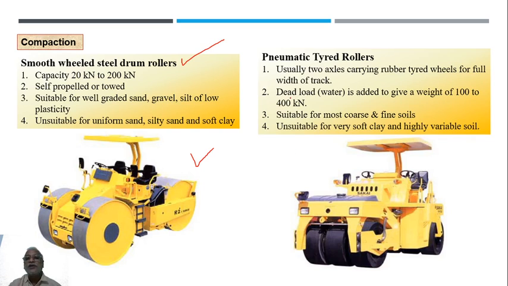tire rollers, right? Dead load, which will be because of the water, is added to give a weight of 100 to 400 kilonewtons. You can just see here a tank, right? So when this tank is filled, obviously the weight will be more. When you don't want it, the water can be removed, so that the weight will be less for the engine to move. Now when the water is added, it is in the range of 100 to 400 kilonewton. Now this kind of roller is suitable for most coarse and also fine soils. It is unsuitable for very soft clays and highly variable soils.